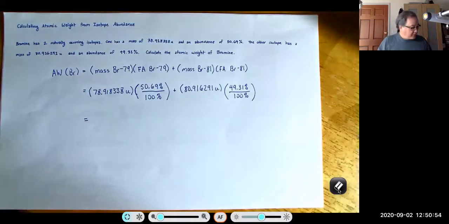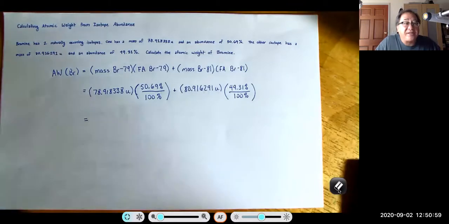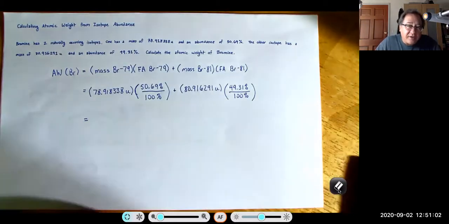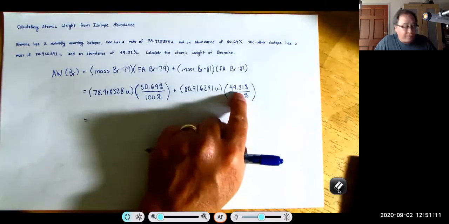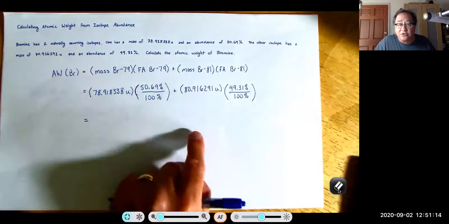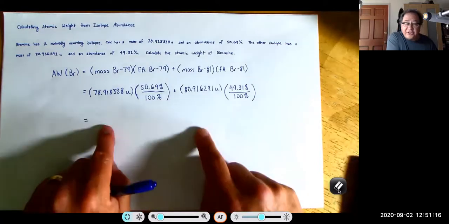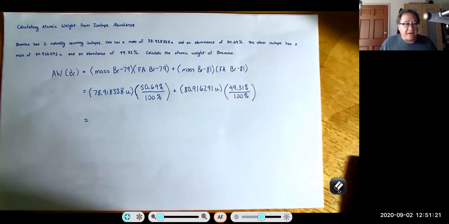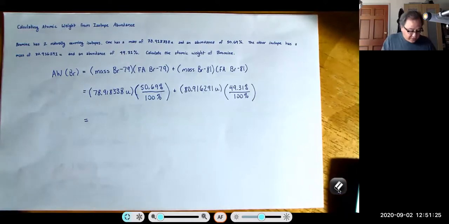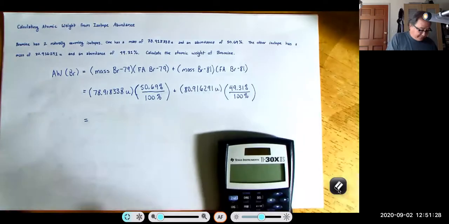Okay, so now we do the calculations and we can kind of estimate the answer, right? 50 over 100 is 1/2. What's 1/2 of 79? It's close to 40. So this answer should be close to 40. Here, this is also 1/2. What's 1/2 of 81? The answer should be close to 40. So our estimate says 40 u plus 40 u equals 80 u, and that's what we expect for the final answer, around 80-ish u. So let's actually do this on our calculator.